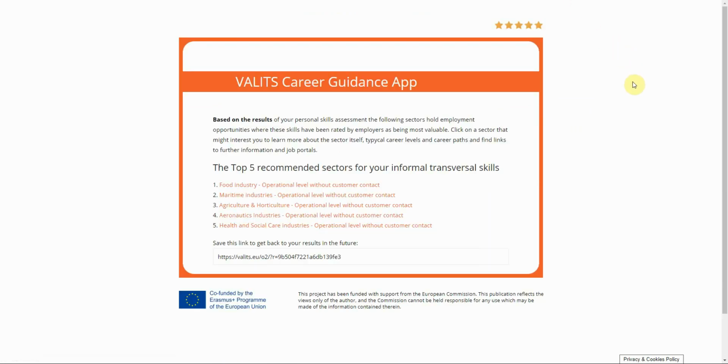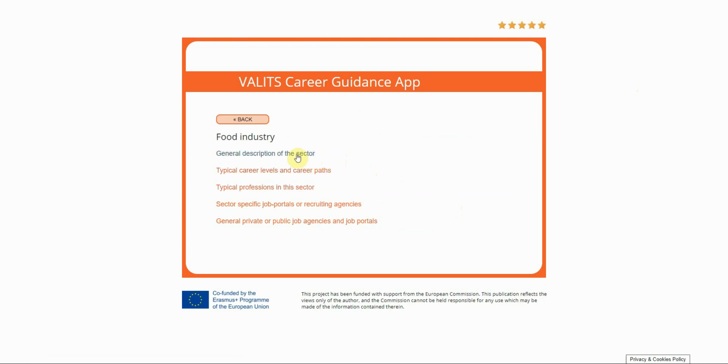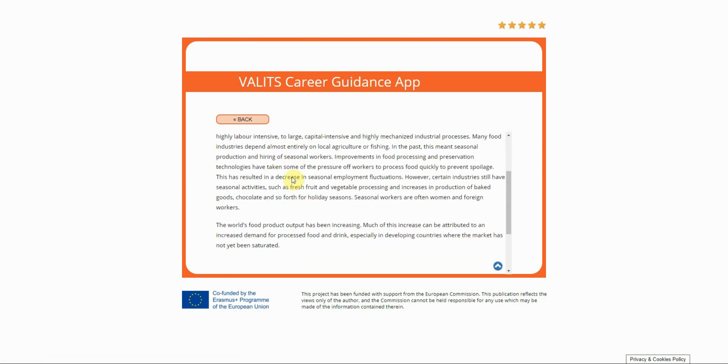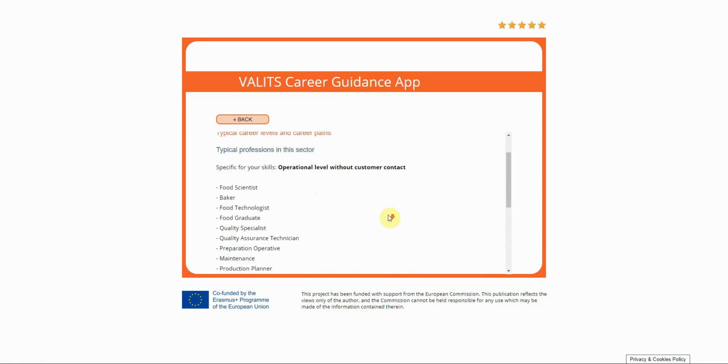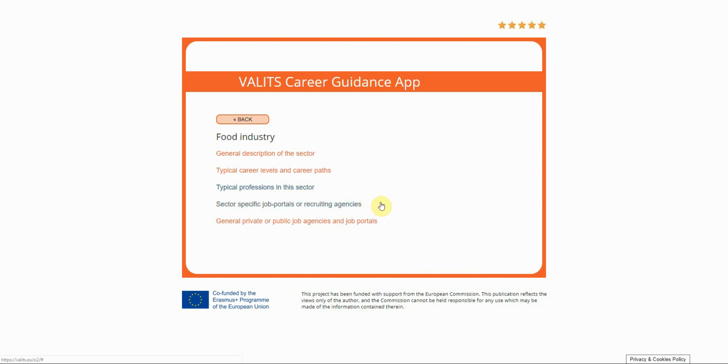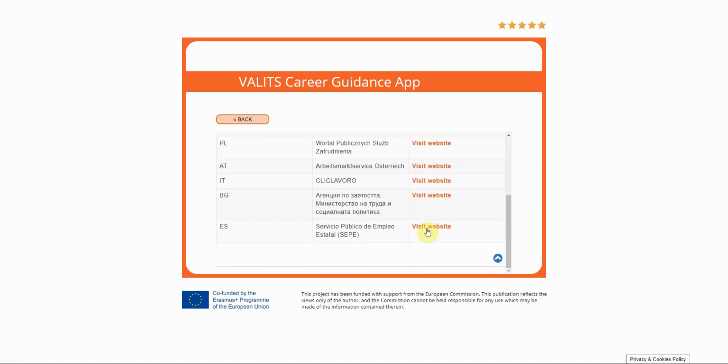The Career Guidance app calculated the top 5 recommended sectors for you. Click on each sector to learn more about it. Here you can find the general description of the sector, typical career levels and paths, typical professions in the sector, sector-specific and general, job portals and recruiting agencies.